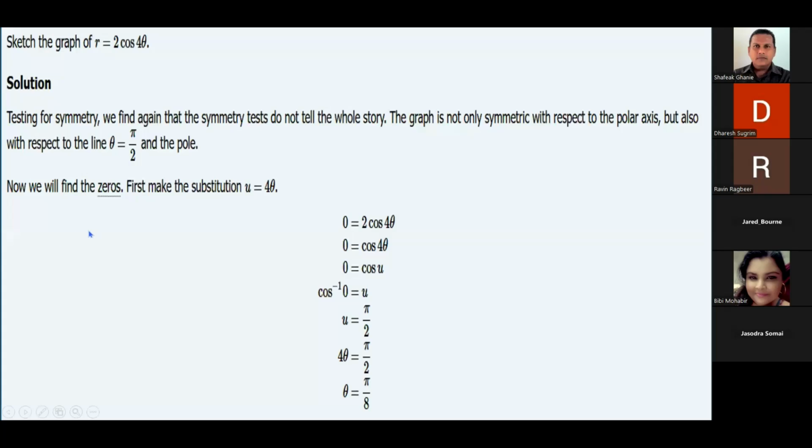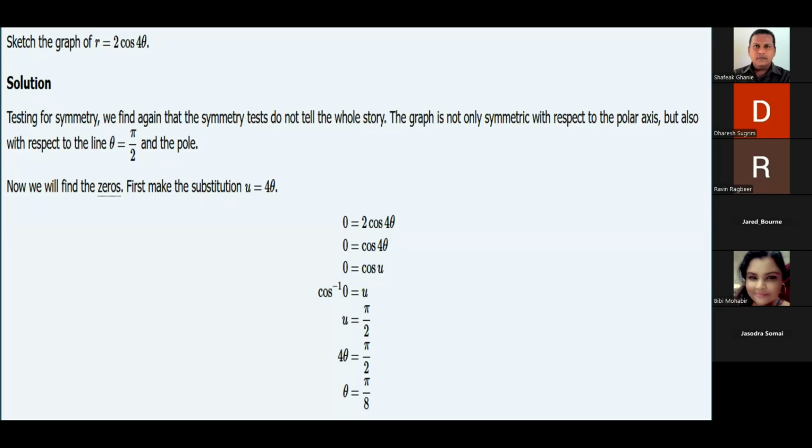Good. The first example I would like to take you through is: sketch the graph of r is equal to 2 cos 4 theta. So the solution, we're testing for symmetry. We find again that the symmetry tests do not tell the whole story. The graph is symmetric with respect to the polar axis, but also with respect to the line theta is equal to pi over 2.